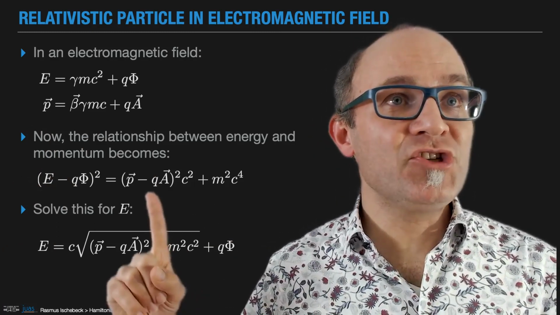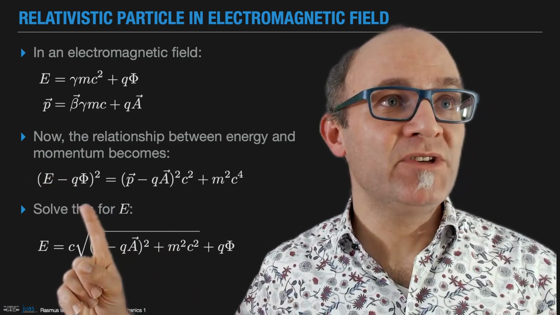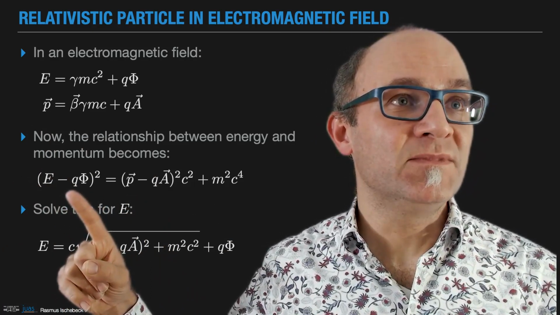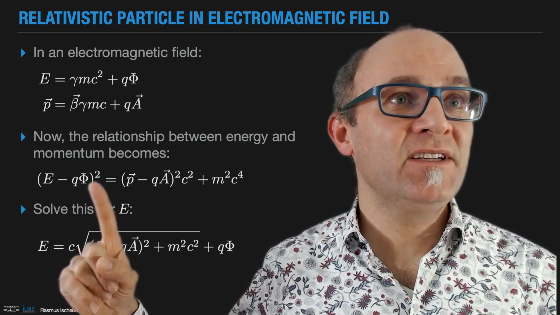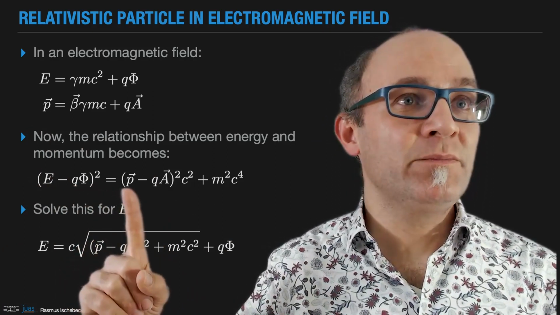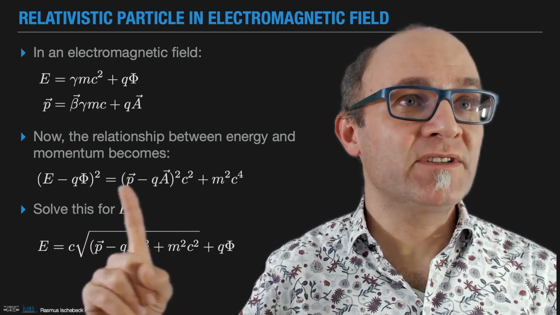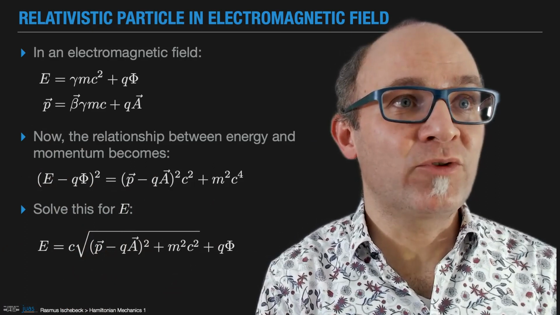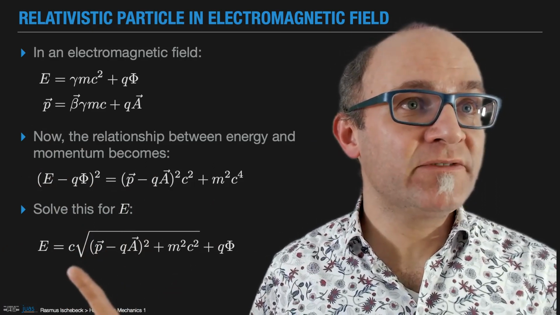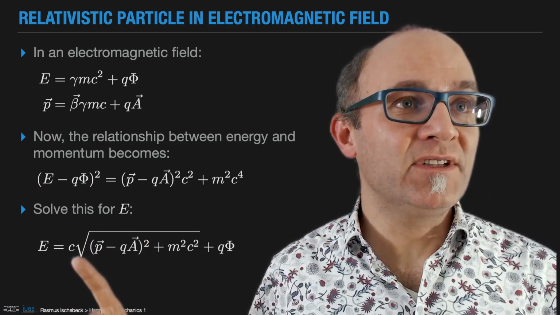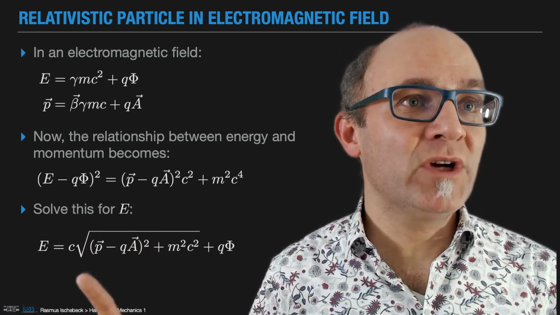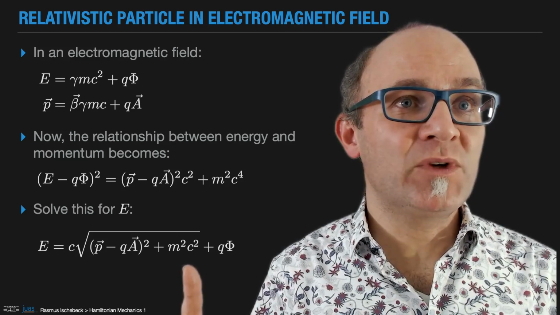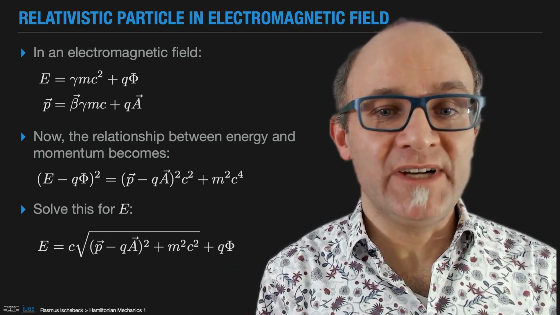And now the relationship between energy and momentum becomes: the total energy minus q phi, squared, equals P minus qA squared, where this is the canonical momentum P, times c squared, plus m squared c to the fourth power. And if we solve this for the energy E, we have E equals c times the square root of (P minus qA) squared plus m squared c squared, plus q times phi.